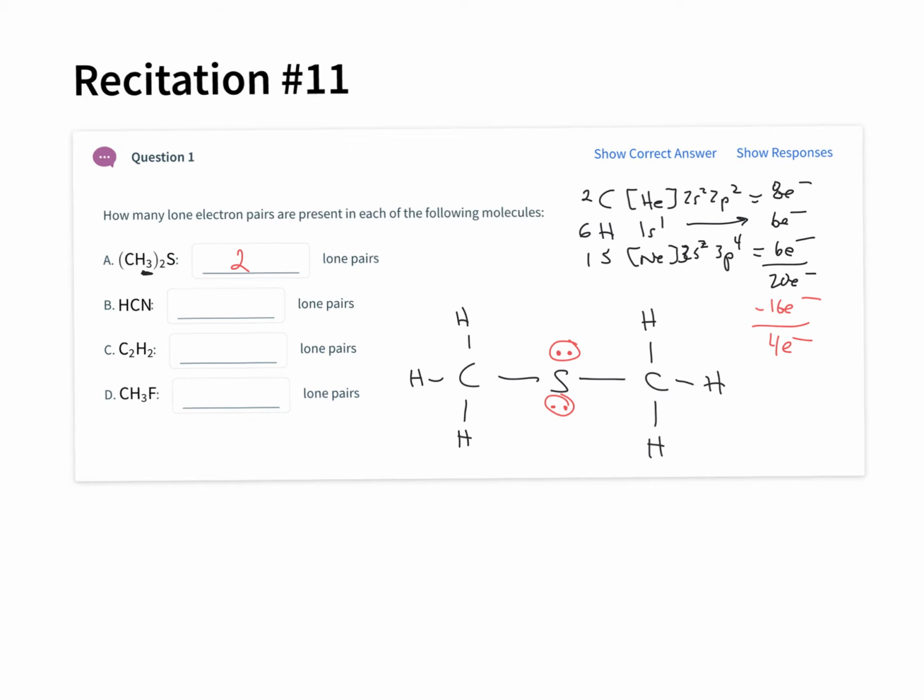If we take a look at the cyanide example, HCN. So hydrogen is 1s1, carbon is, again, helium, 2s2, 2p2, and nitrogen is helium, 2s2, 2p3. So 1 electron from hydrogen, 4 electrons from carbon, 5 electrons from nitrogen, 10 electrons to assign. Carbon, nitrogen, and hydrogen.